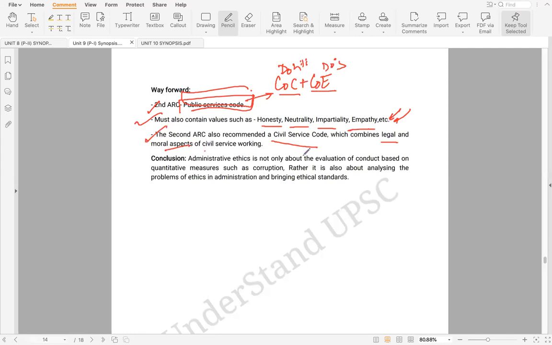Conclusion: administrative ethics is not only about the evaluation of conduct based on quantitative measures such as corruption. Rather, it is also about analyzing the problems of ethics in administration and bringing ethical standards, which is very qualitative in nature.